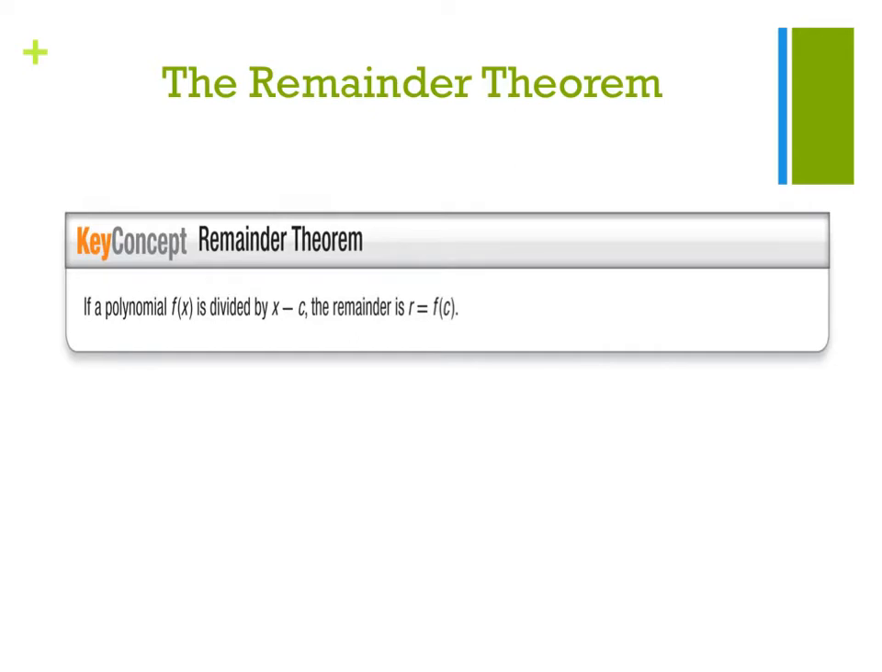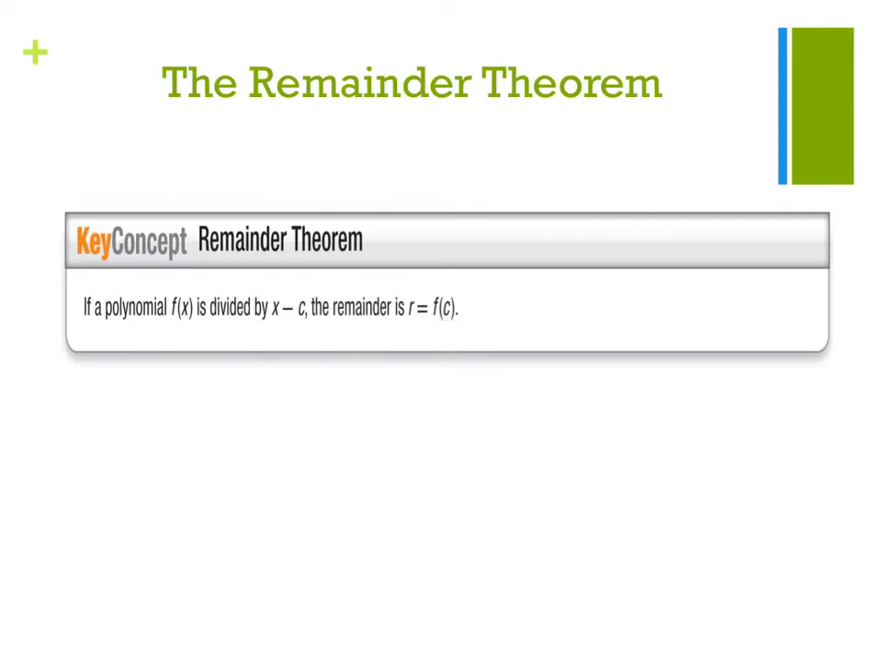Alright everyone, we're going to be talking about the remainder theorem here. The remainder theorem says that if a polynomial function, f of x, is divided by x minus c, then the remainder, r, is equal to f evaluated at c.